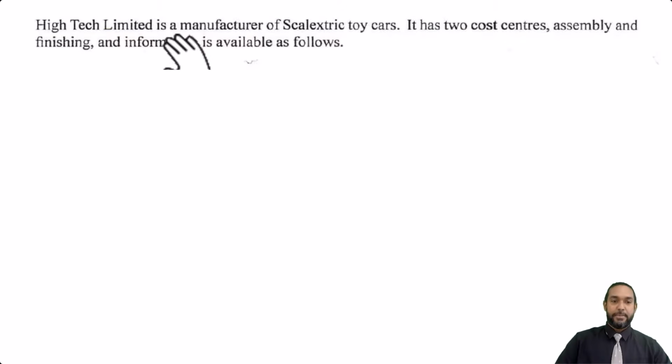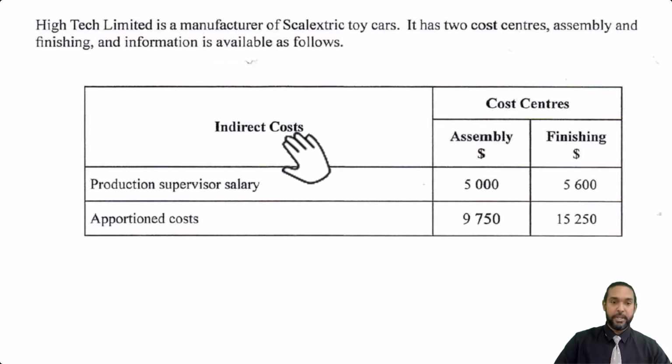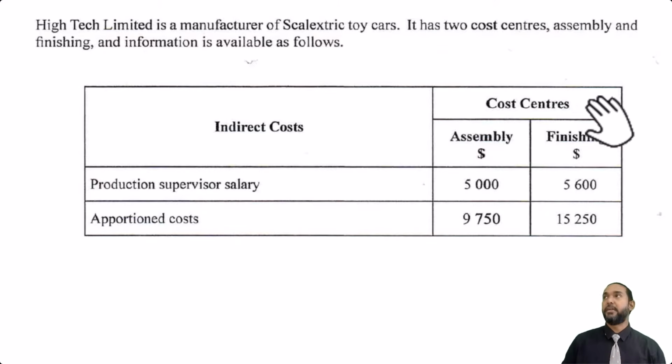Okay, so Hi-Tech Limited is a manufacturer of scale electric toy cars. It has two cost centers, assembly and finishing. And information is available as follows. Okay, so we have indirect costs. So this is closely related to manufacturing. That's where the indirect cost came from. We have a production supervisor salary and apportion costs, right? Now, the cost centers are like production departments, right? They are departments or areas or activities where costs are incurred, okay?